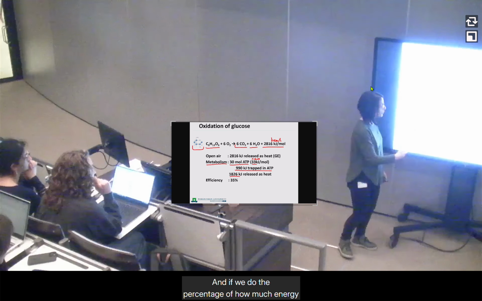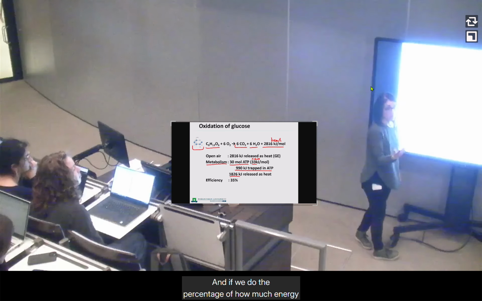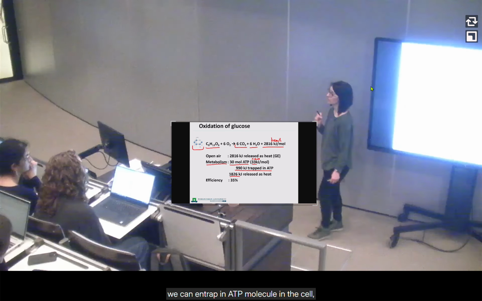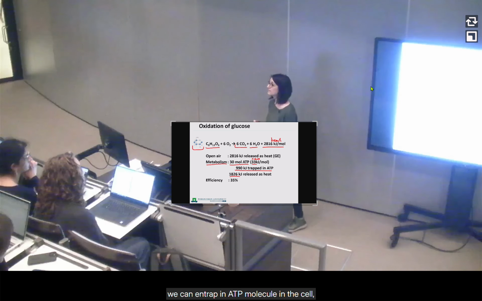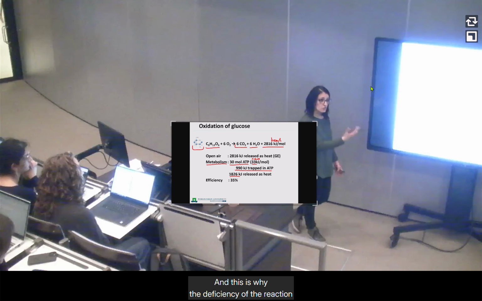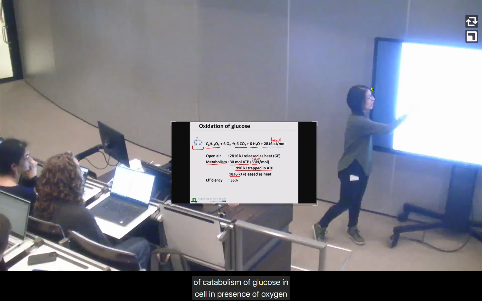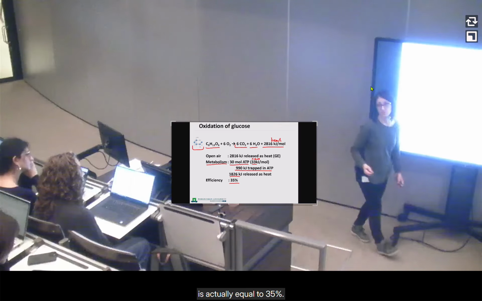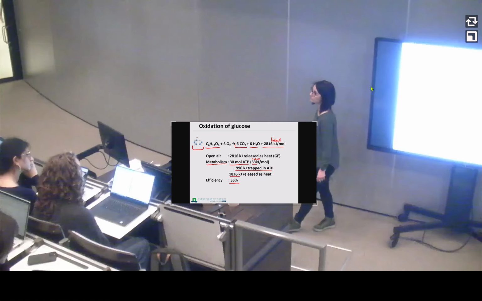And if we do the percentage of how much energy we can entrap in ATP molecules in the cell, it will be about 35%. And this is why the efficiency of the reaction of catabolism of glucose in the cell in the presence of oxygen is actually equal to 35%.